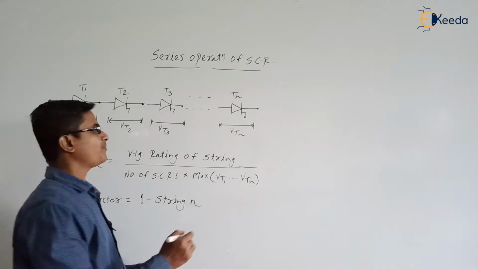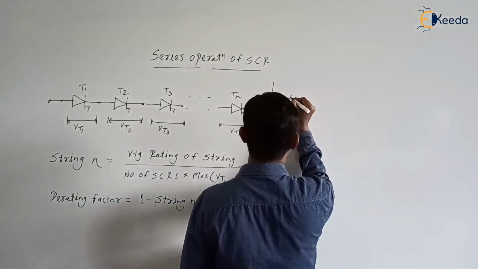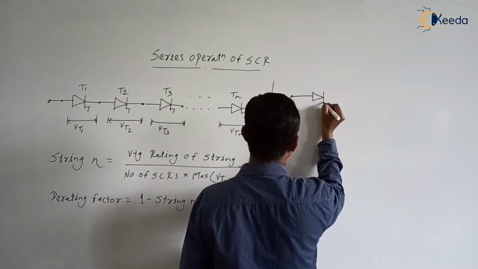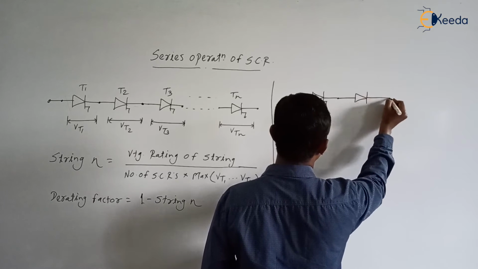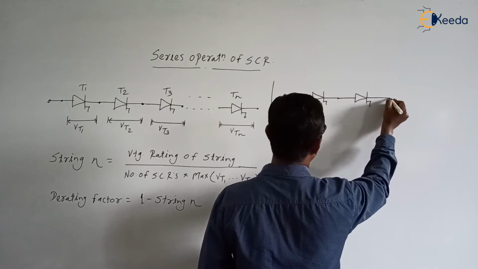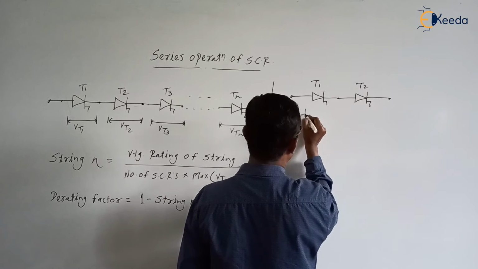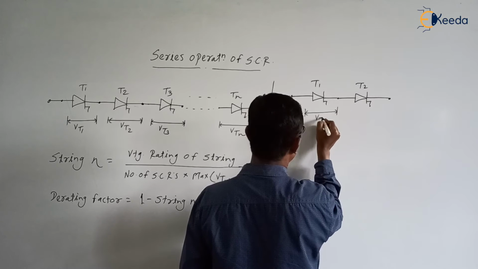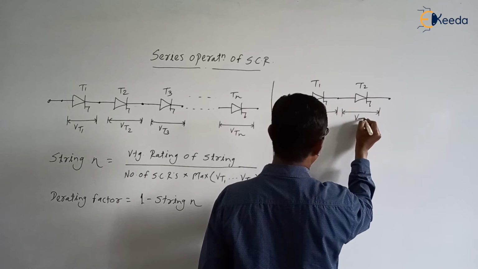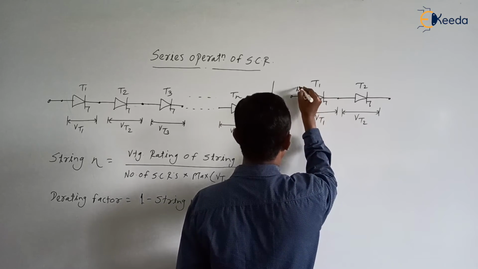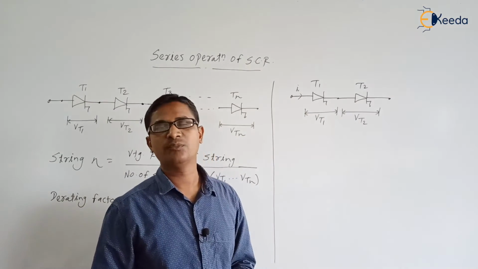Now, for example, suppose we have two SCRs, T1 and T2, connected in series. This is T1 and this is T2. Suppose the voltage shared by T1 is Vt1 and the voltage across T2 is Vt2. As both are connected in series, the same current will be flowing through both the SCRs.